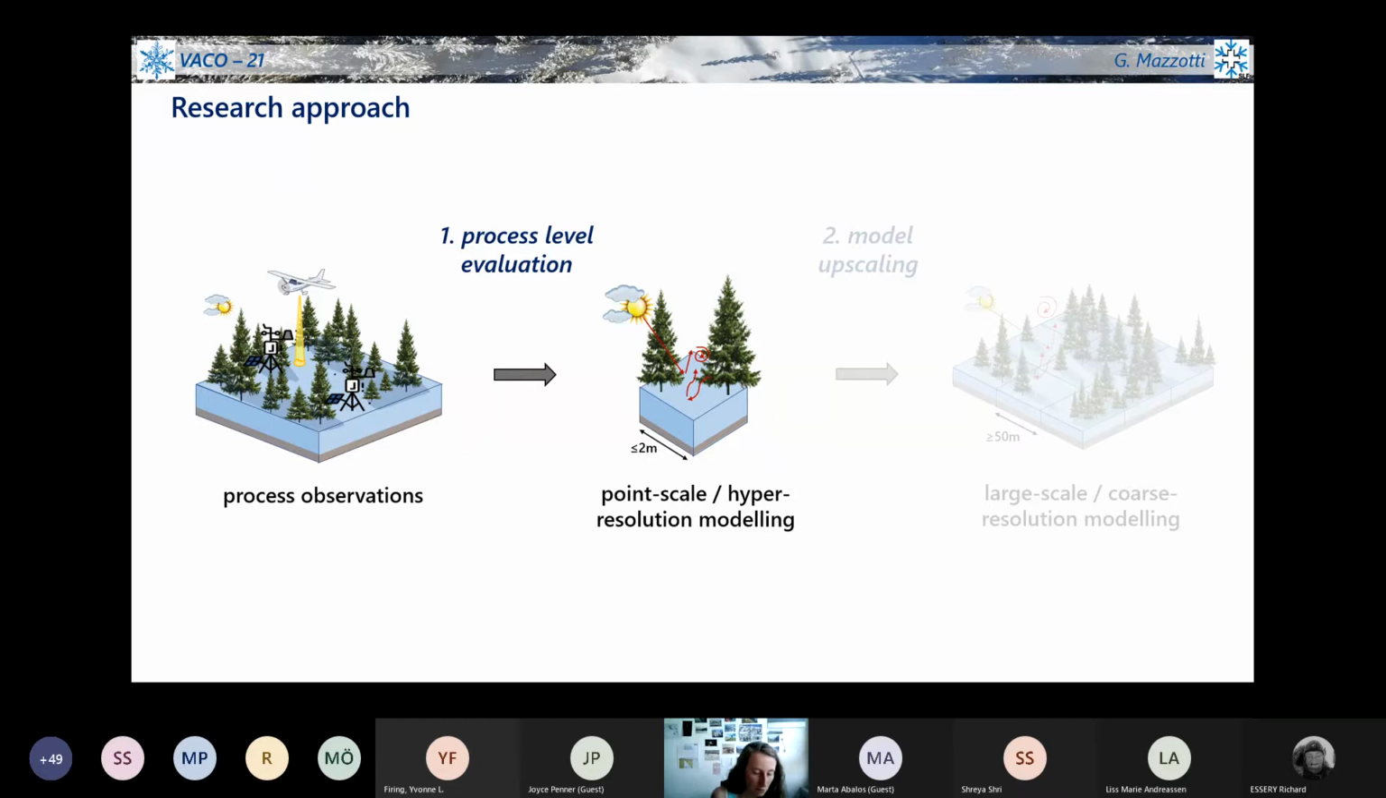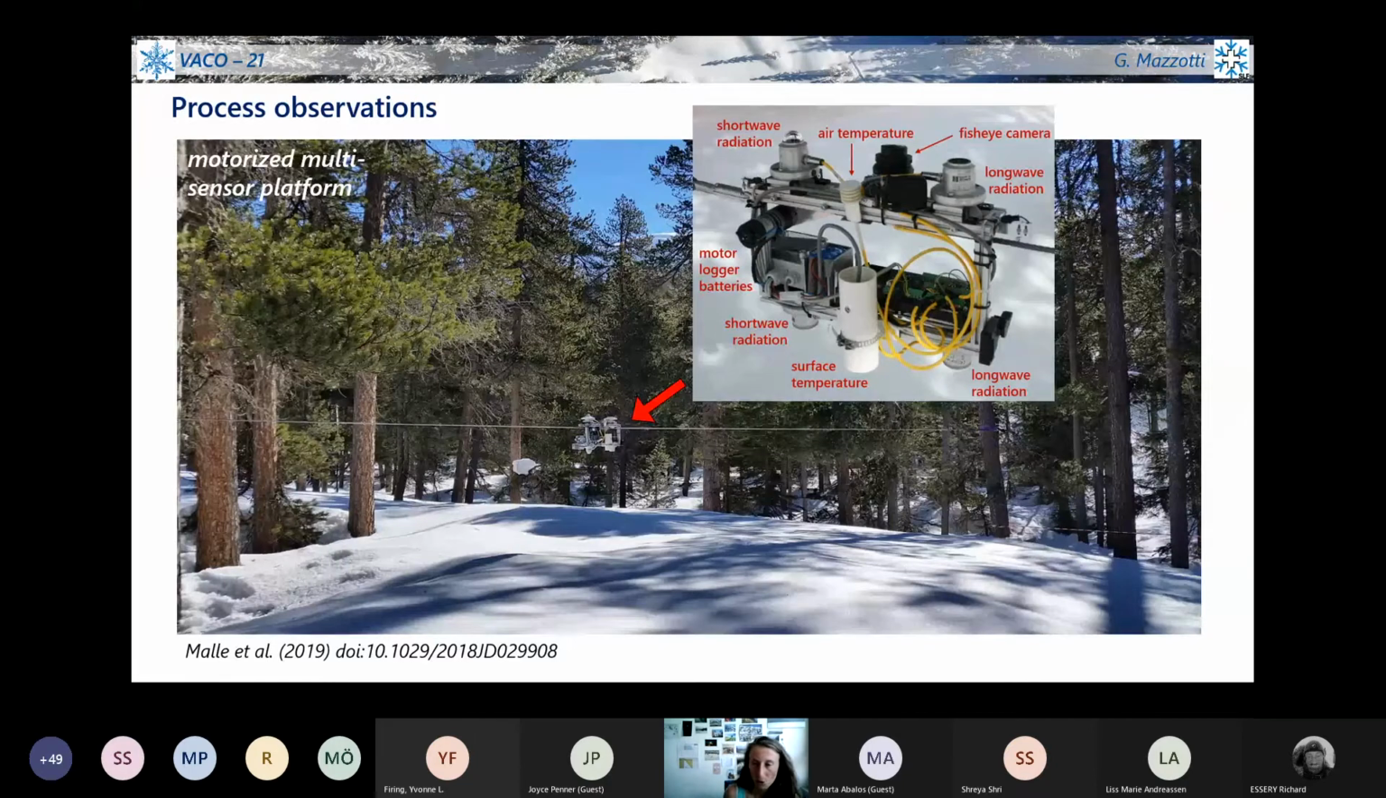So the first step tackled really the explicit representation of forest snow process variability. And that first required us to understand how individual processes relate to canopy structure. And well, to investigate this, we designed novel instrumentation, which is shown here.